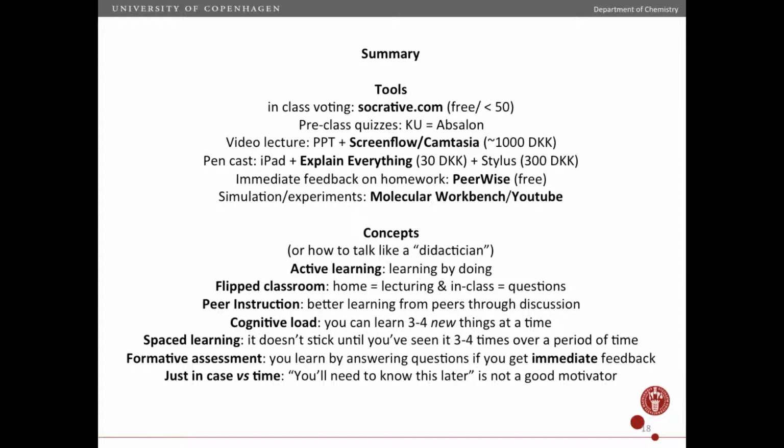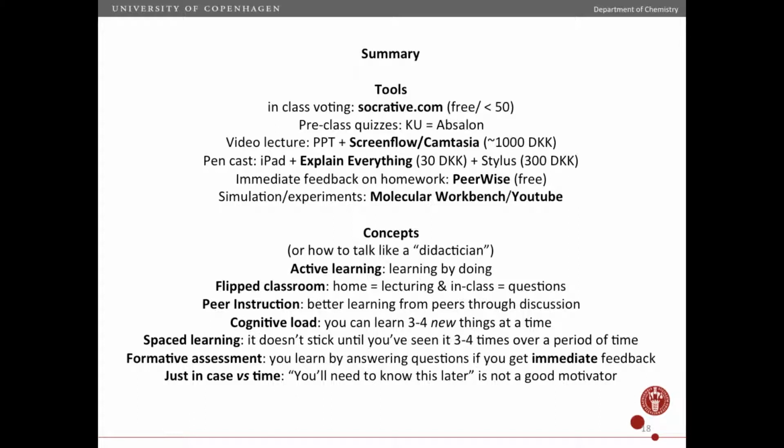So active learning, so learning by doing. They're going to learn more by doing than by listening. Okay, so the flipped classroom approach is very good for this, right? So the lecturing is done at home with videos, and in class they then work on questions and discuss questions, right? Whereas normally that would be flipped. Peer instruction: the peers are often better at explaining things than you are because they're on the same level.